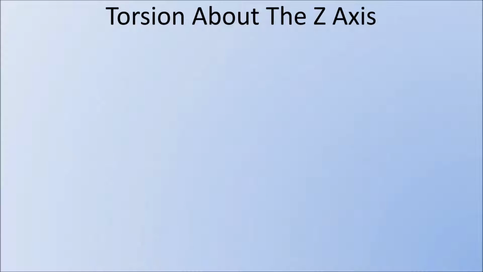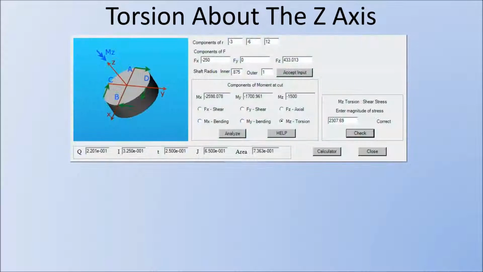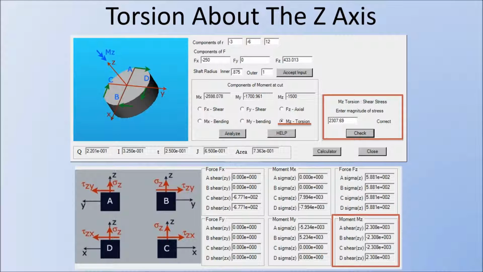Now the last thing we're going to look at is torsion about the z-axis. So we're going to select MZ torsion and hit Analyze, and then it'll simply ask you for the magnitude of stress. So once you enter that and hit check, and in this case it's 2,307 psi, it'll say correct, and enter this final answer into our stresses box.